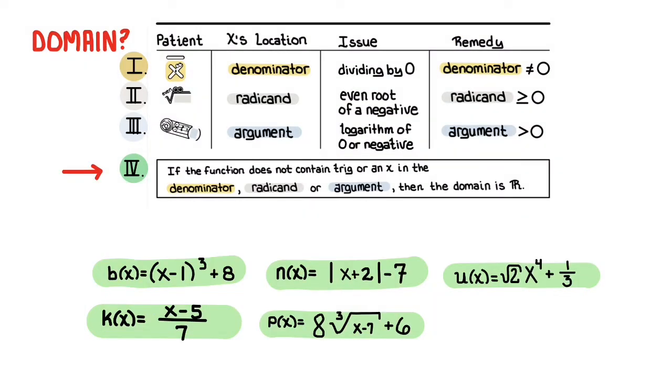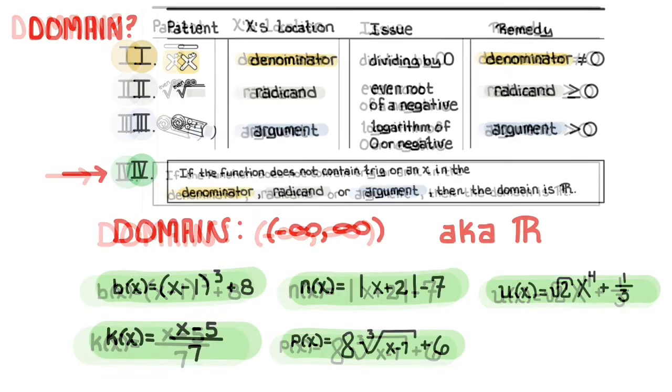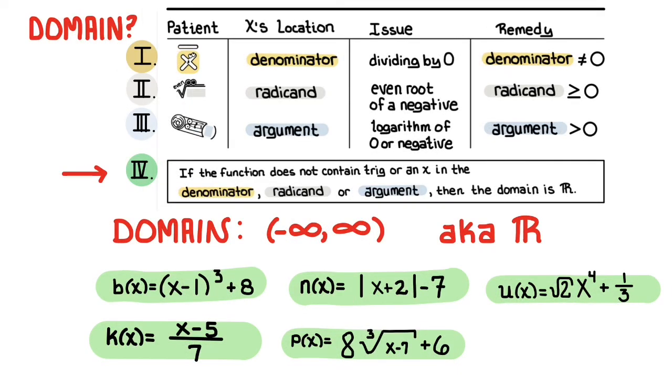This means that for all 5 of these functions, the domain is all real numbers, which is negative infinity through positive infinity, otherwise known as all real numbers. You can use this capital R with the extra line as a symbol to represent all real numbers rather than writing down negative infinity through infinity.